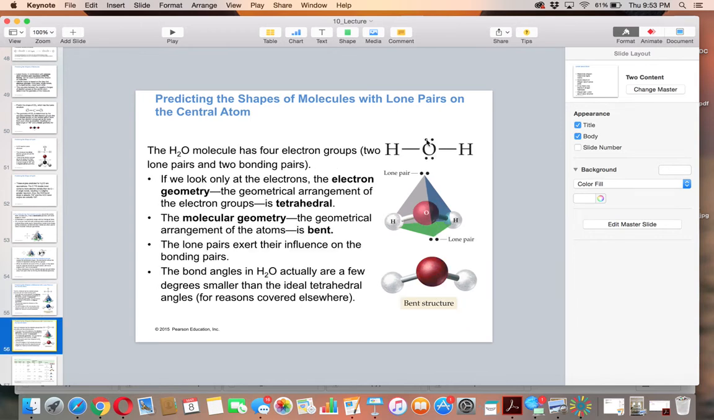Water, I told you the Lewis structure can be drawn like this, and it looks linear, but in reality, the lone pairs, and they should show all of them, are on the same side, and it pushes things down to give it a bent structure.